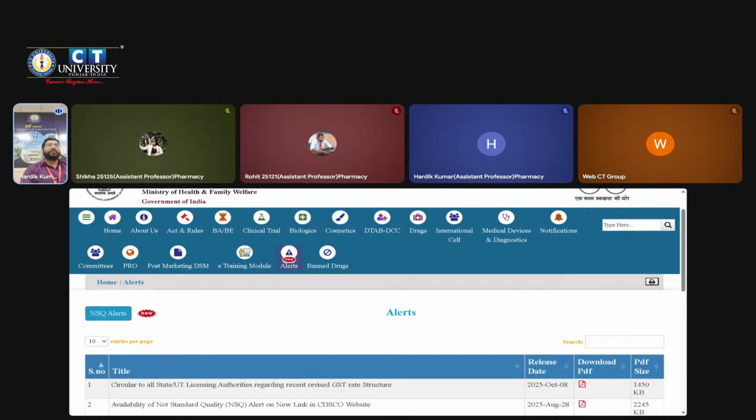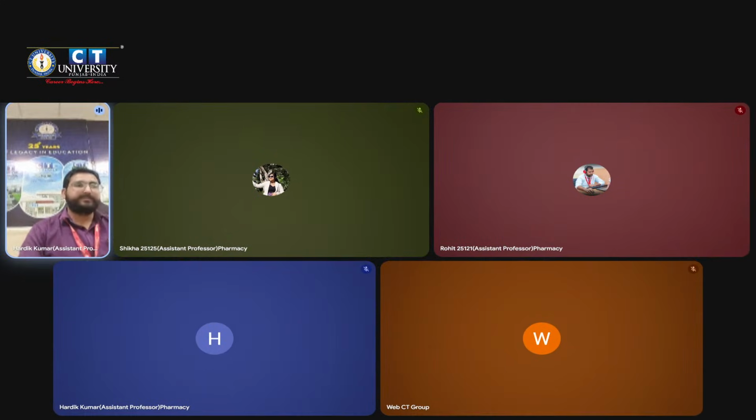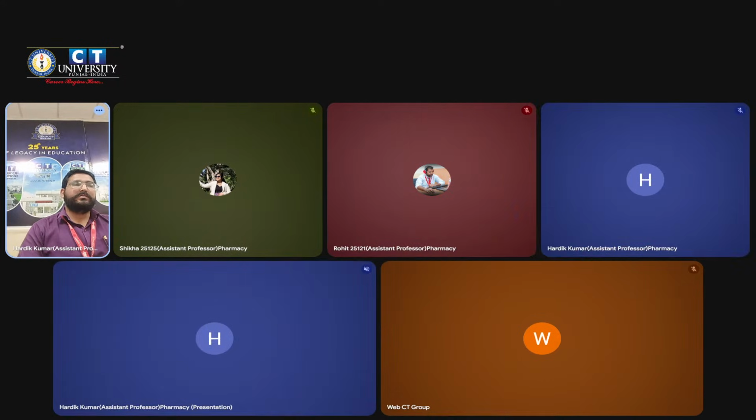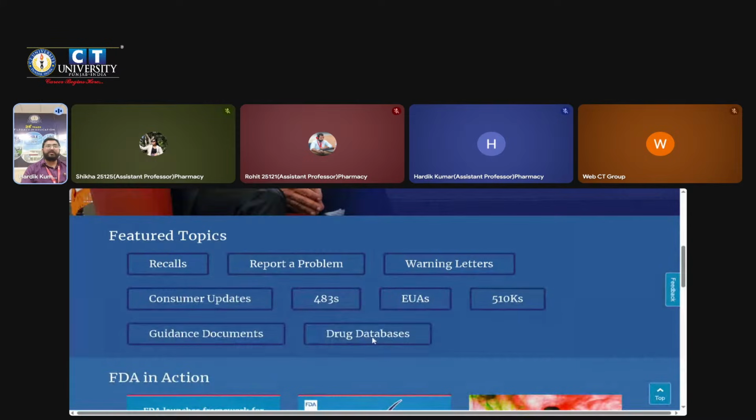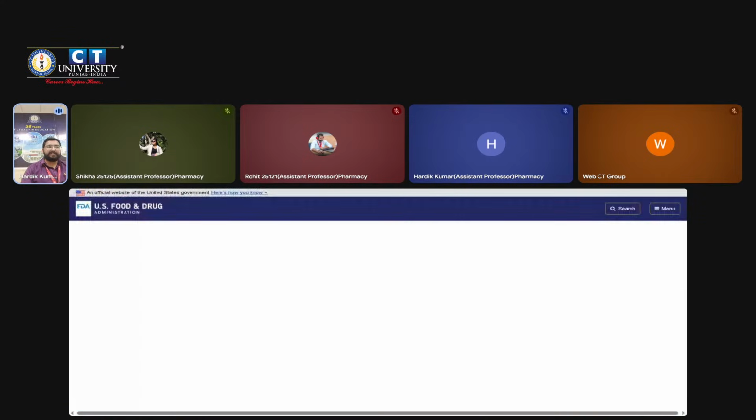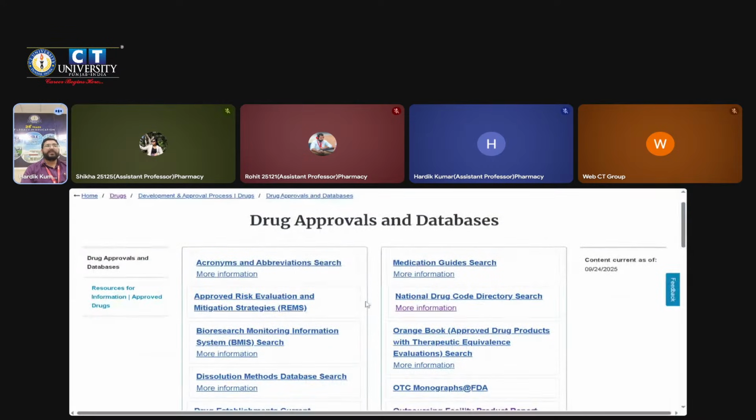Now I would like to show you the next website, that is the US FDA. In this, the US FDA provides information about recalls, report a problem, warning letters, consumer updates, and the drug database. If we go to the drug database, we can know about each and every drug that has been approved by the US FDA.